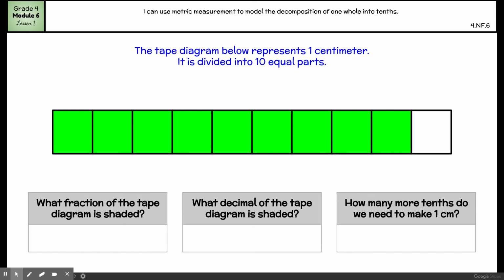Okay, what fraction of the tape diagram is shaded? I see that it's 9/10 of a centimeter. Yes, very good. What decimal of the tape diagram is shaded? Well, it's still 9/10, but 9/10 looks like this as a decimal. 9/10 of a centimeter. And how many more tenths do we need to make 1 centimeter? Friends, if we had 1 more shaded, we would have a whole centimeter. So we would just need 1 more tenth, 1/10.